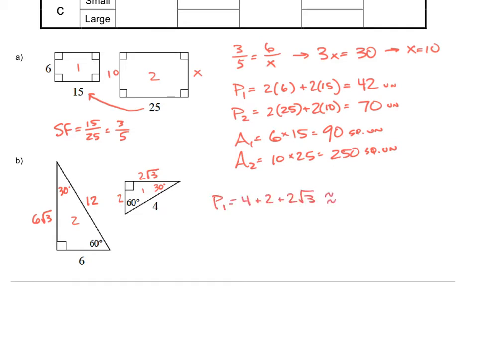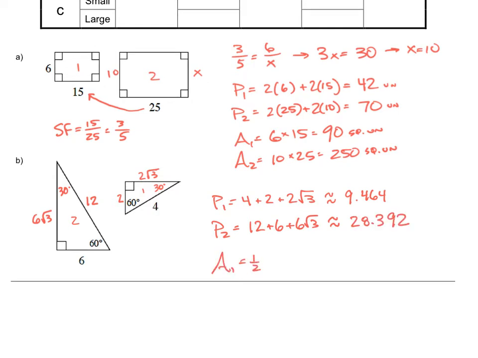I'm going to go ahead and give an approximate value here. That's about 9.464. That's using the calculator to approximate the square root of 3. And this one we get 28.392.